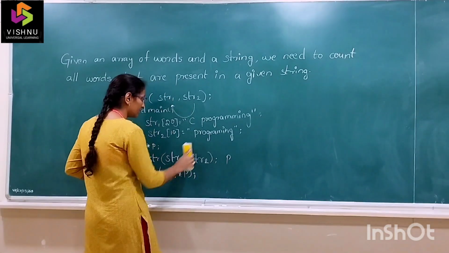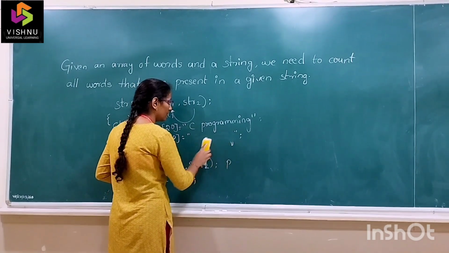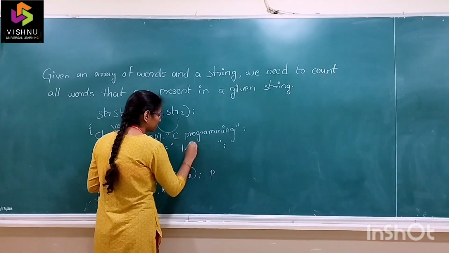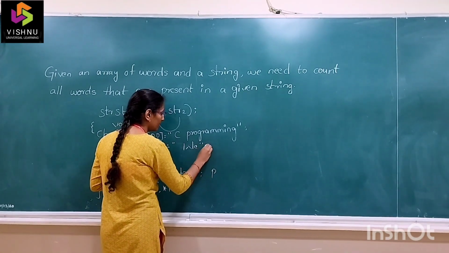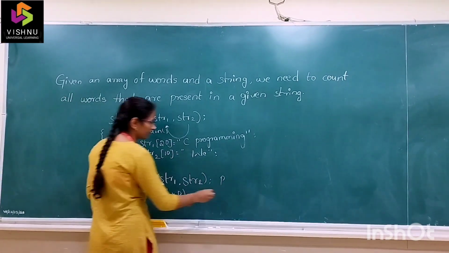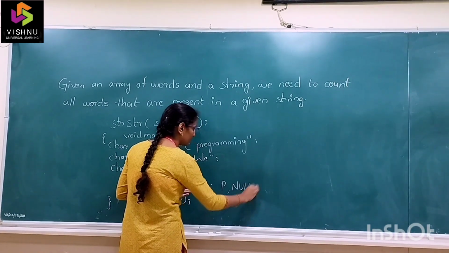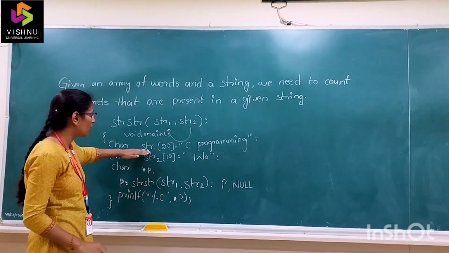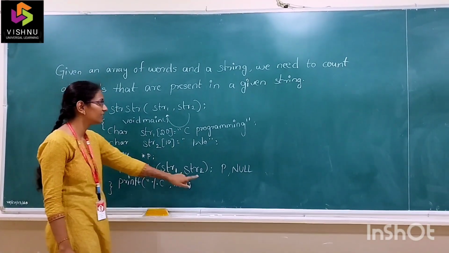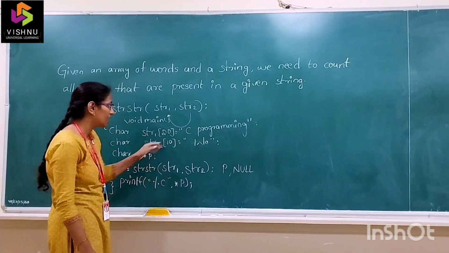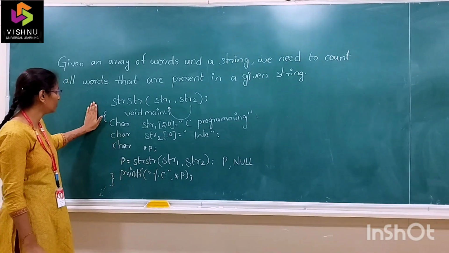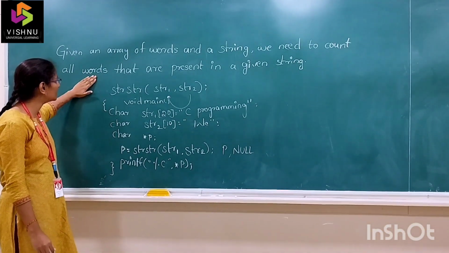Now I am going to take a string which is not present in string 1, which is d, anything. It is not present in the first string, so it returns null. If string 2 is not present in string 1, it returns null. If string 2 is present in string 1, it returns the first character of the second string when it is compared with string 1. So by using the strstr function, I am going to write the C program.